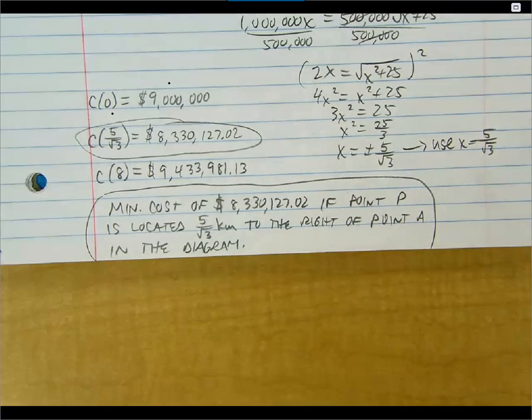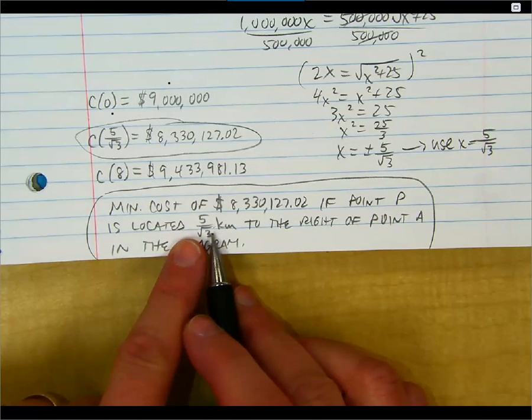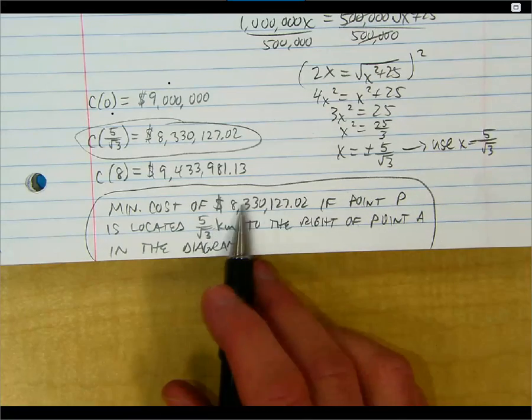Let's make sure you give this part right here. The 5 over root 3 is the actual answer. This is a little bit of extra information right there.